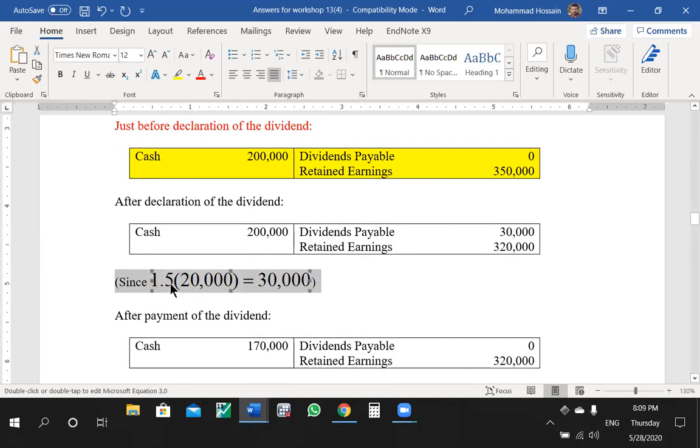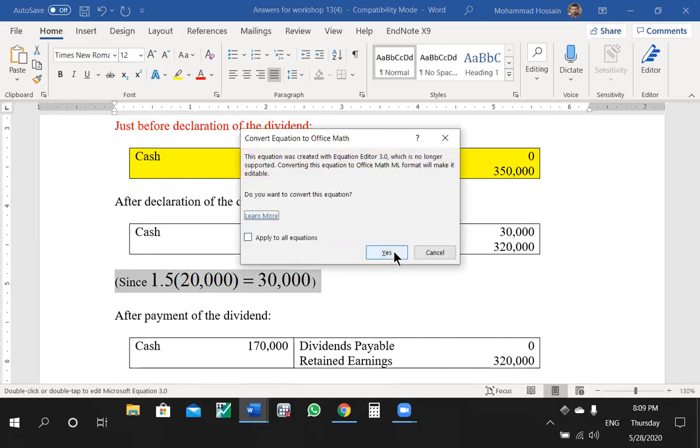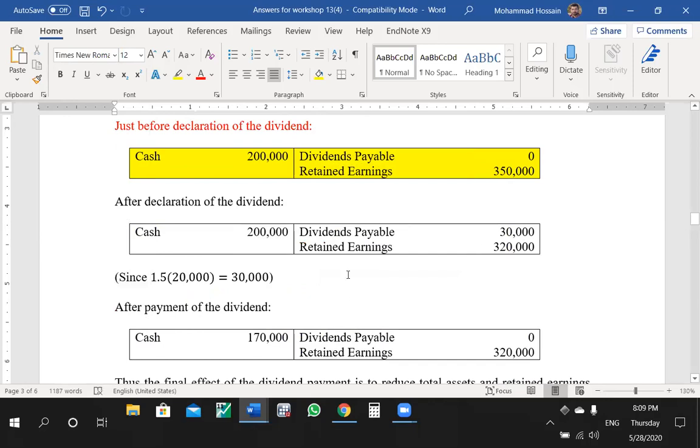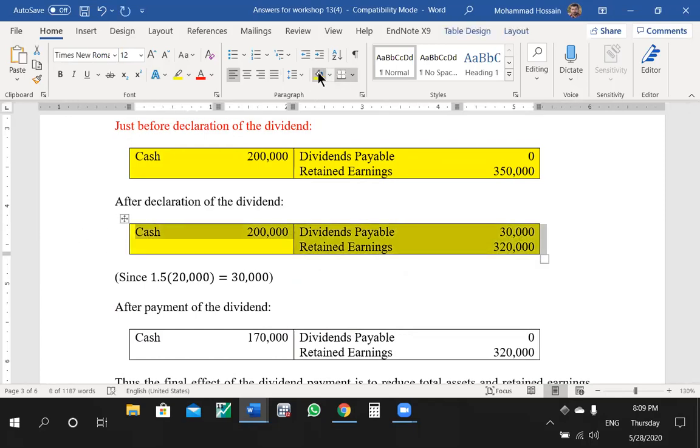And after declaration, they will be changing. Now, dividends payable is 30,000, which they will pay from the retained earnings. And dividend is in there.